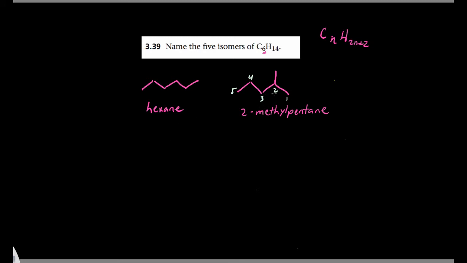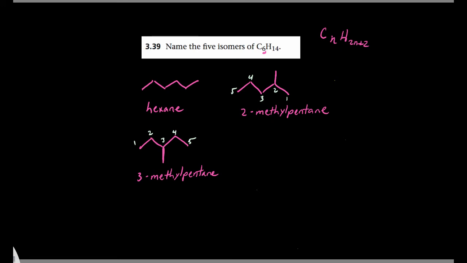Okay, let's see. What if we move that methyl over here to the 3-carbon? So let's just keep our linear pentane chain and then move that methyl over to this carbon. So now, if we number, it doesn't matter where we start numbering, we get the same answer, 1, 2, 3, 4, 5, either way. So this one is 3-methylpentane. Okay, so we've exhausted the possibilities of putting a methyl on a pentane chain.